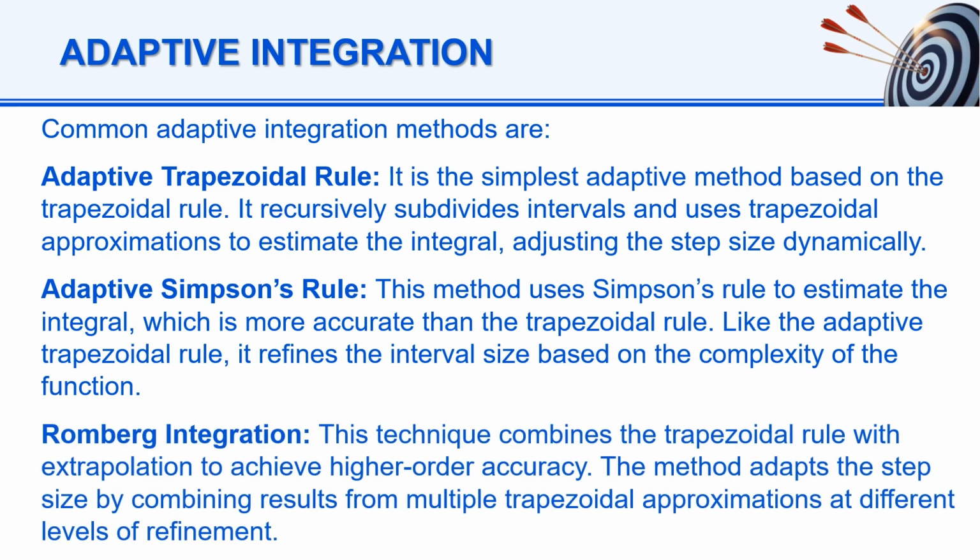Romberg integration. This technique combines the trapezoidal rule with extrapolation to achieve higher-order accuracy. The method adapts the step size by combining results from multiple trapezoidal approximations at different levels of refinement.